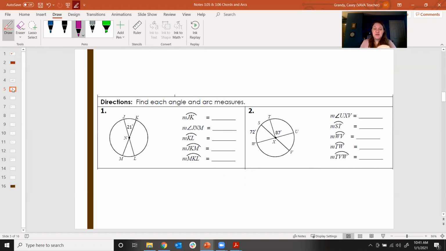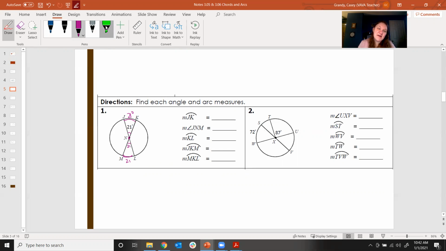Knowing what we know about central angles will allow us to solve some of the problems that we see here. Okay. So I know that N is the center of my circle, which means that angle JNK is a central angle. So if the measure of this angle is 21, then the measure of this arc is 21 degrees also. Remember that vertical angles are congruent. So if this angle here is 21, also is this one, which means that this arc is also 21.